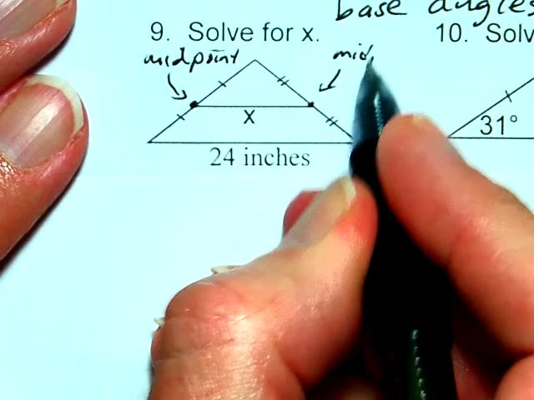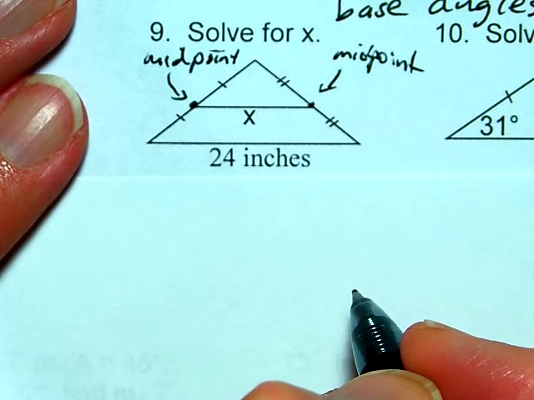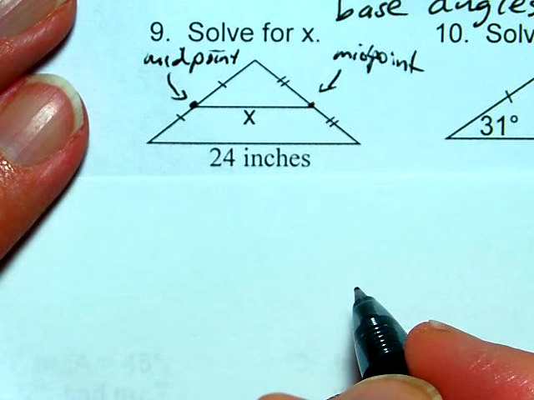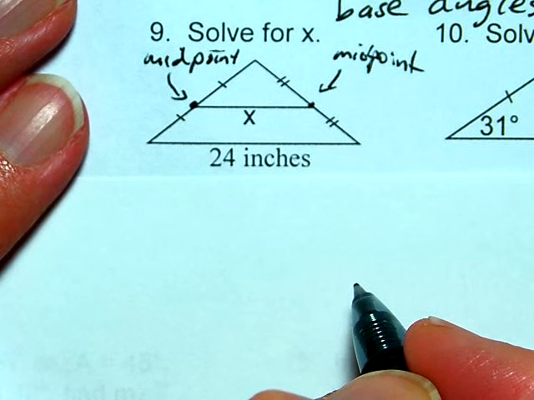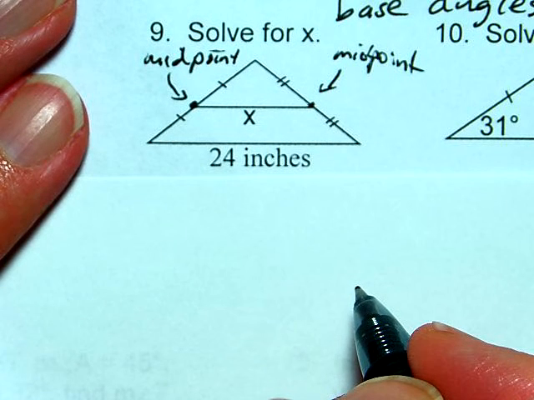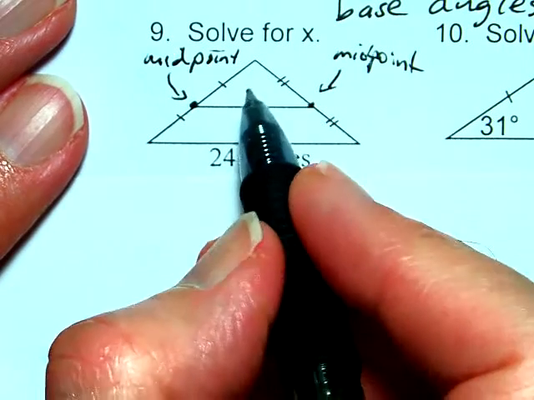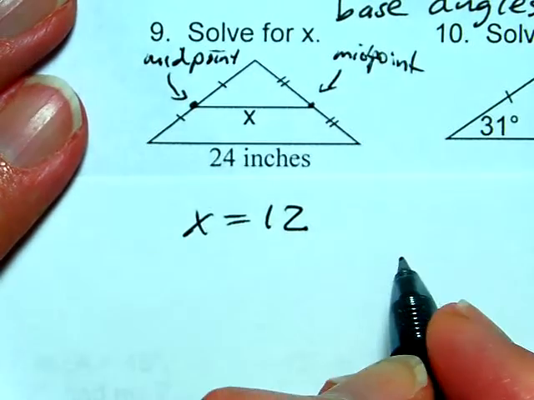So we've got a line segment that is connecting the midpoints of two sides of a triangle. What do we call that line segment? It's called a midsegment. Now, what do we know about a midsegment? We know that the midsegment is parallel to the third side and half the measure of the third side. The third side here is a 24-inch side. So that means that x has to be half of 24, or x equals 12.